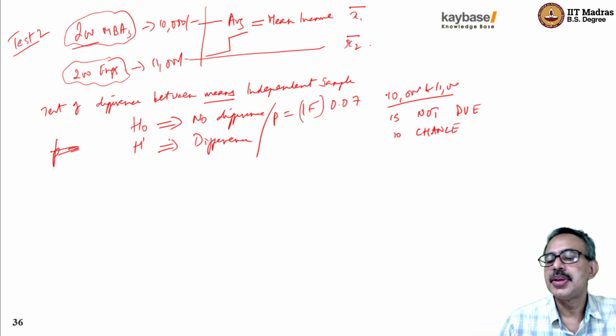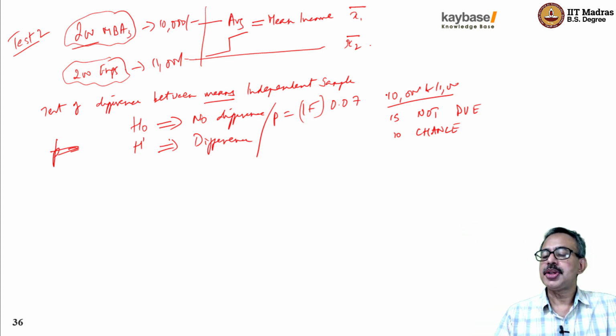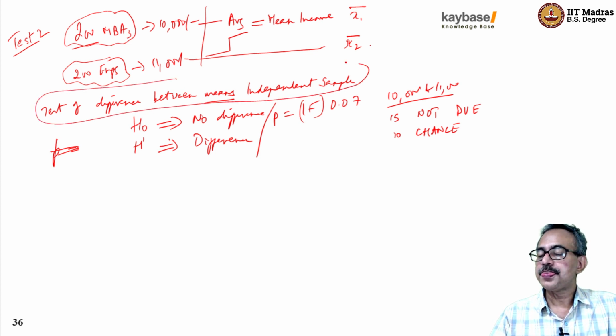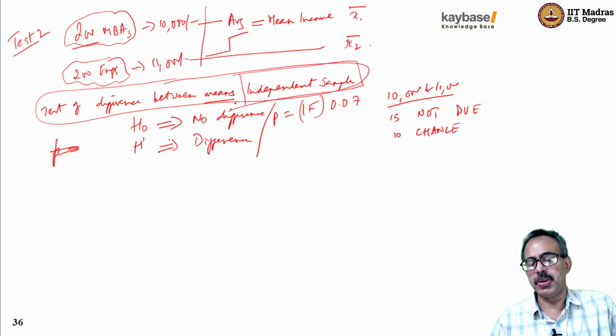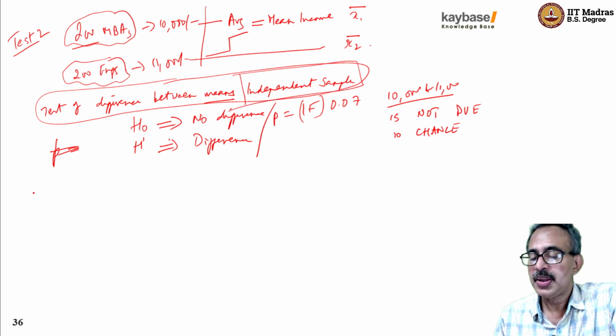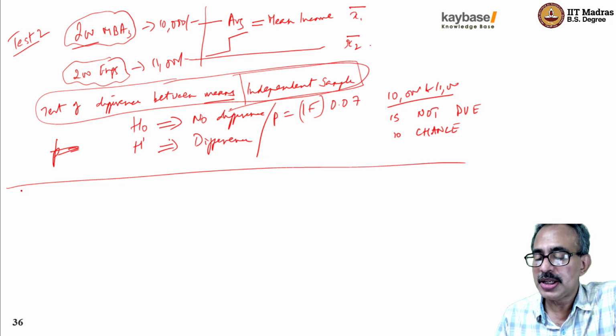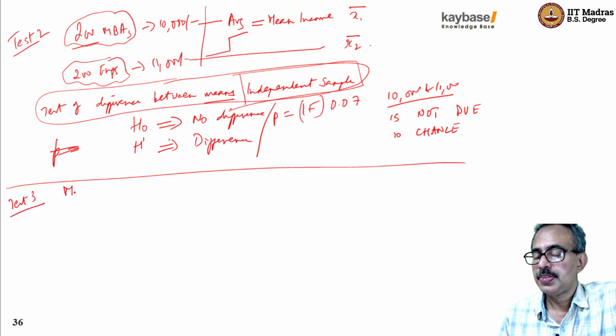Clear so far? This is test 2. Test of difference between means given independent samples. Remember that. Because the next one is test of difference between means, dependent sample.